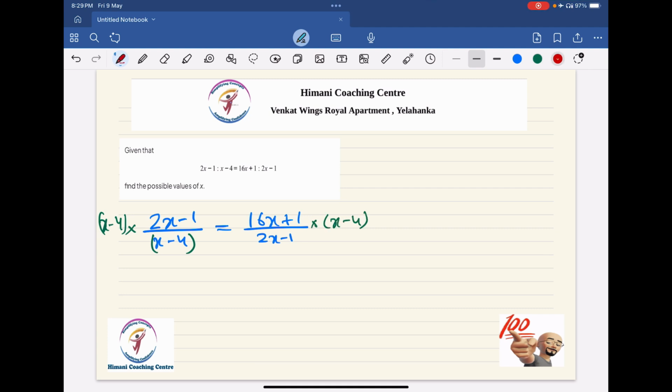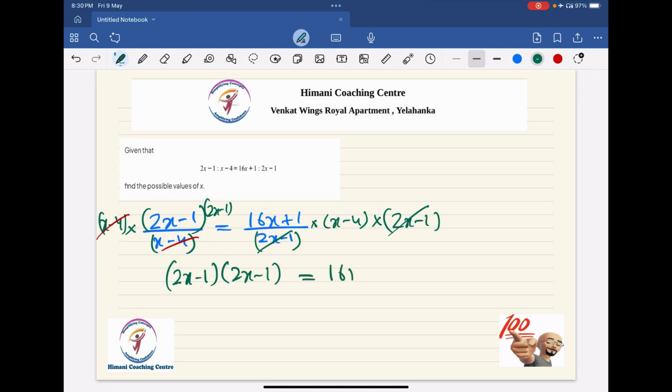Now what will happen? This x minus 4 and this x minus 4 cut each other. Now I want to also get rid of 2x minus 1. So what will we do? Multiply this with 2x minus 1 here and multiply this also with 2x minus 1 here. Okay. So what will happen? This will go away. So what is the equation we are getting? We are getting 2x minus 1 times 2x minus 1 which is equal to 16x plus 1 times x minus 4. Okay. So now we will solve this and get the answer.